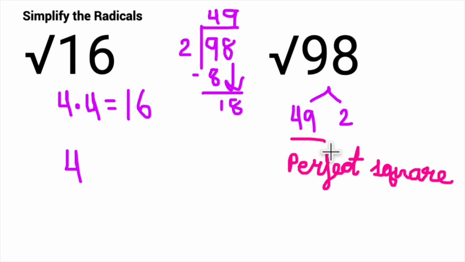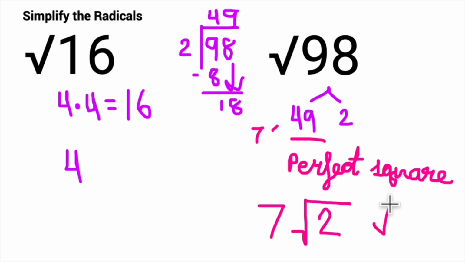So all we're going to do is we're going to take this 49 and break it up into 7 since it's a perfect square, and we are going to write 7 root 2. And we're not going to put 7 in the corner of our radical, which makes it mean a completely different thing. So now let's move on to the next square root.